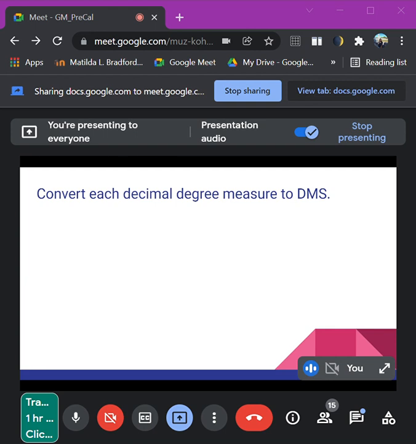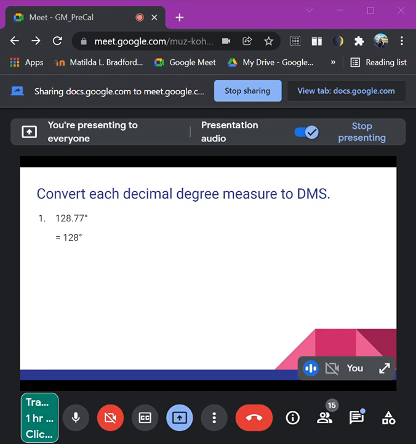So, we have here: convert each decimal degree measure to DMS, degrees, minutes, and seconds. So, we have here 128.77 degrees. The whole number there, class, is already in degrees. So, you can just copy it. 128 degrees. You already got your D. Now, what we look at is the decimal part here. You have 0.77 degrees.